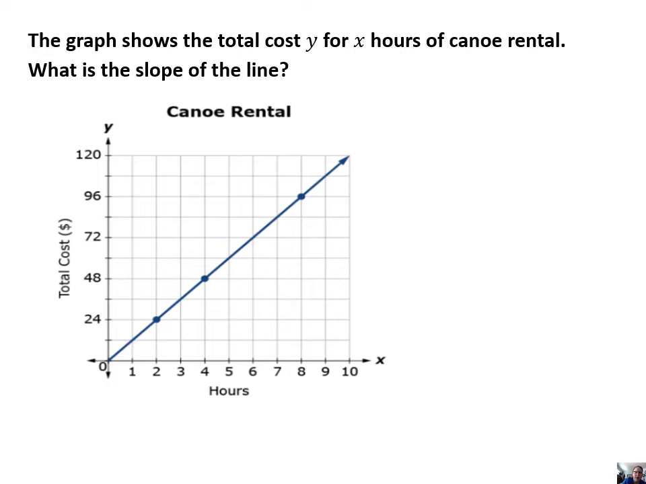Here we've got a graph, shows total cost y for x hours of canoe rental. What is the slope of the line? Well, slope is rise over run. Our rise is up from 24 to 48, that's up 24. The run goes from 2 to 4, that's 2. 24 divided by 2 is 12, so our slope is 12.